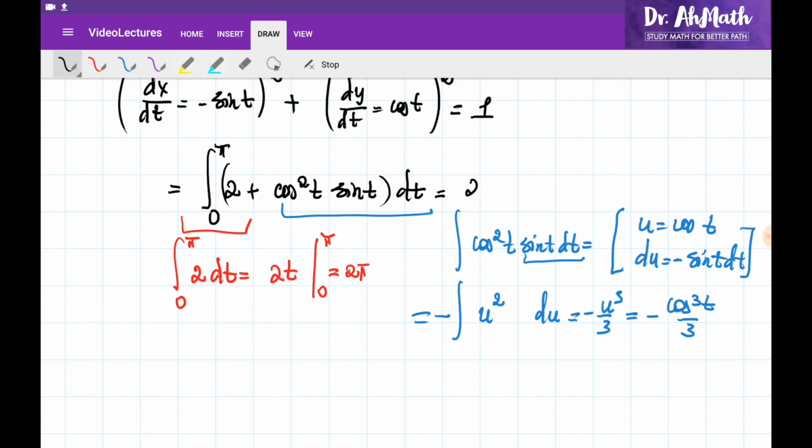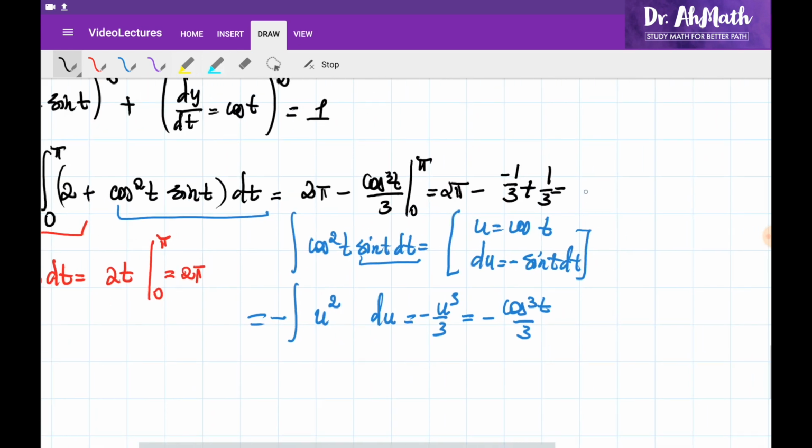and we can evaluate this from 0 until pi. If I substitute pi, it would be minus minus 1 over 3, minus minus 1 over 3 for 0. With this minus, it is plus, so this is going to be pi squared over 2 plus 2 over 3.